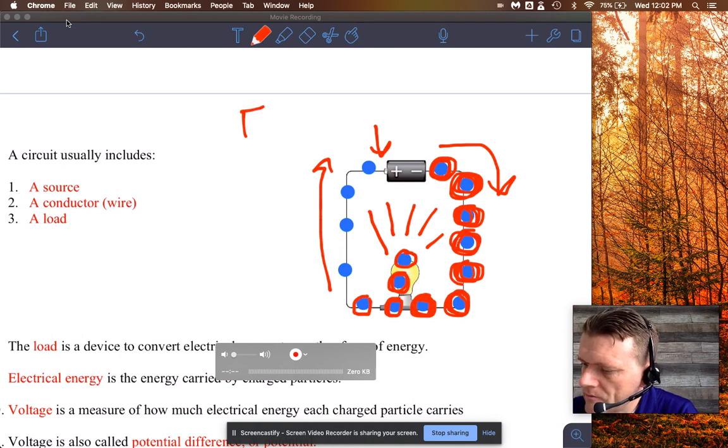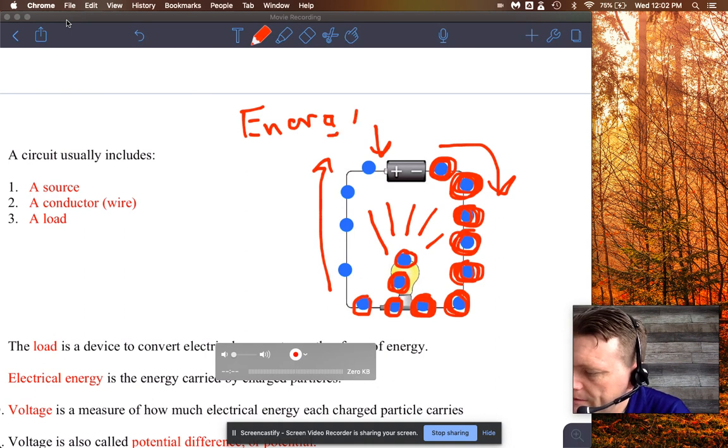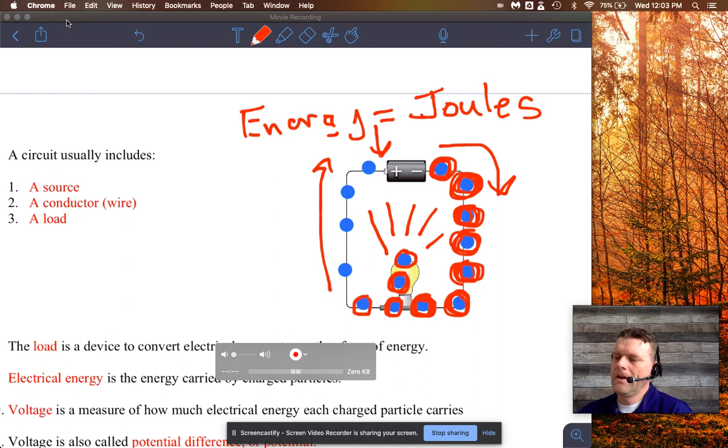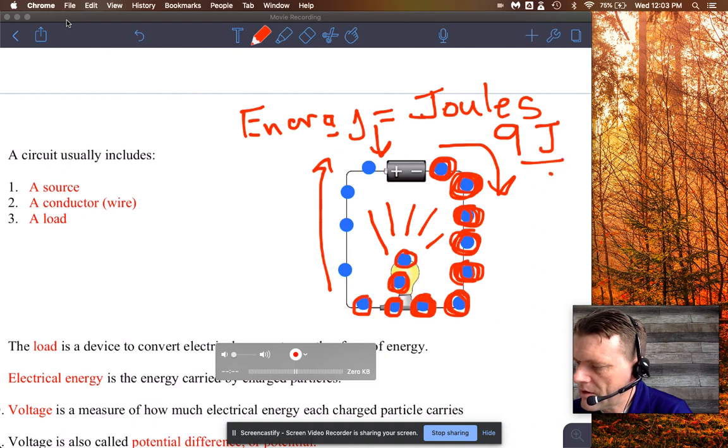Now, energy is measured in joules, and you may have heard that term already. Joules. Okay. And we could say that at the negative terminal, every single coulomb of charge has 9 joules. Okay. So we could say there's 9 joules per coulomb.